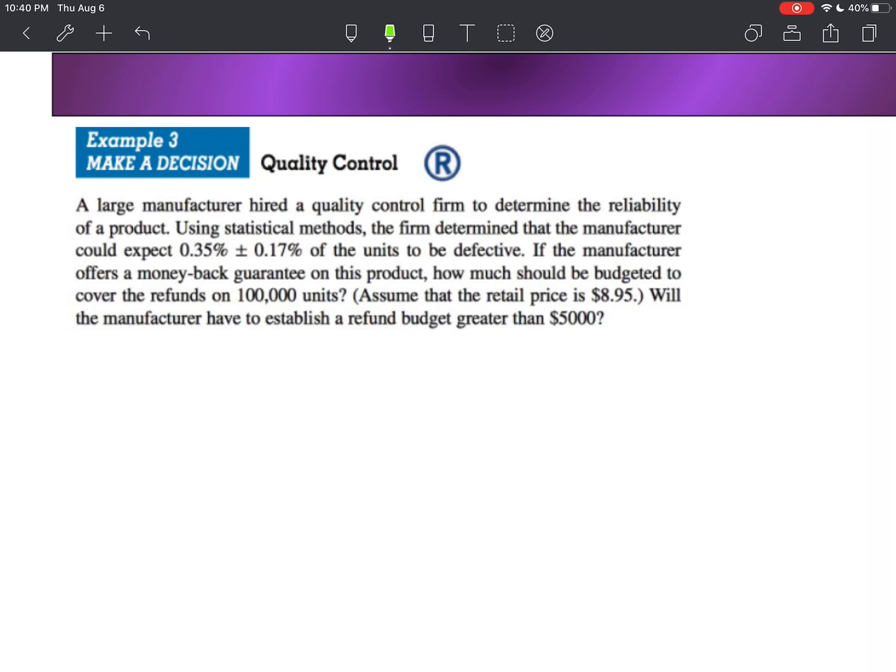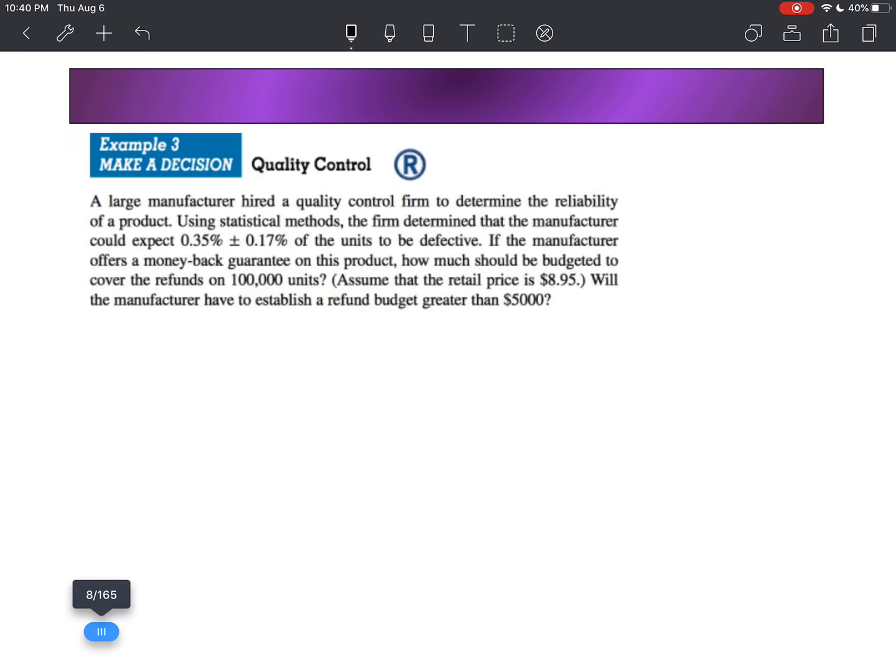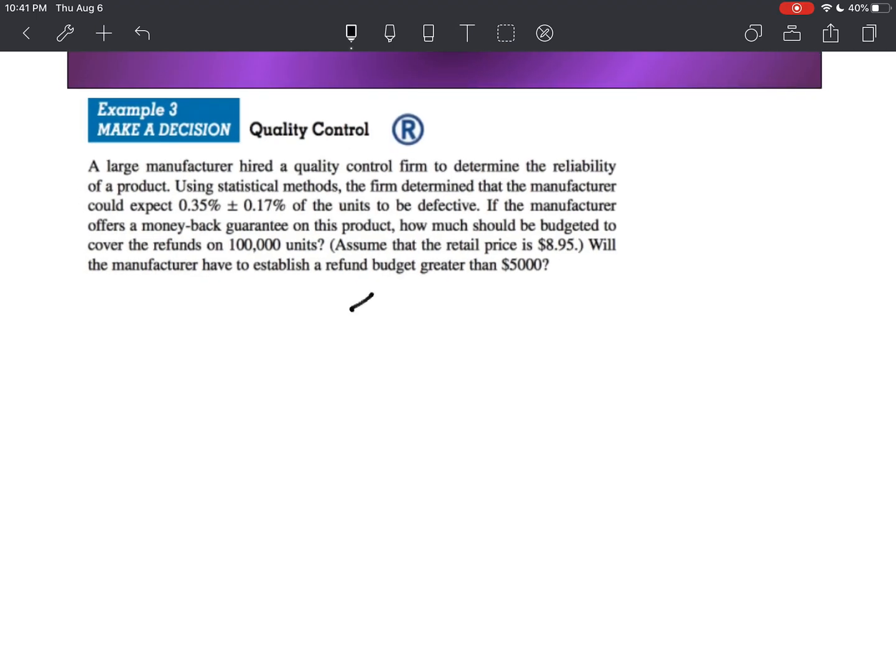Okay, what I want you to do is think about rewriting this as an absolute value inequality. We have to determine the variable we want to use. We're talking about if the manufacturer offers a money-back guarantee, how much should be budgeted to cover the refunds? So we're talking about money. How much money should be budgeted? And how are we going to get to money? What is varying? It looks like our high and our low is 0.17 through 0.35. So you could expect 0.35% plus or minus 0.17.